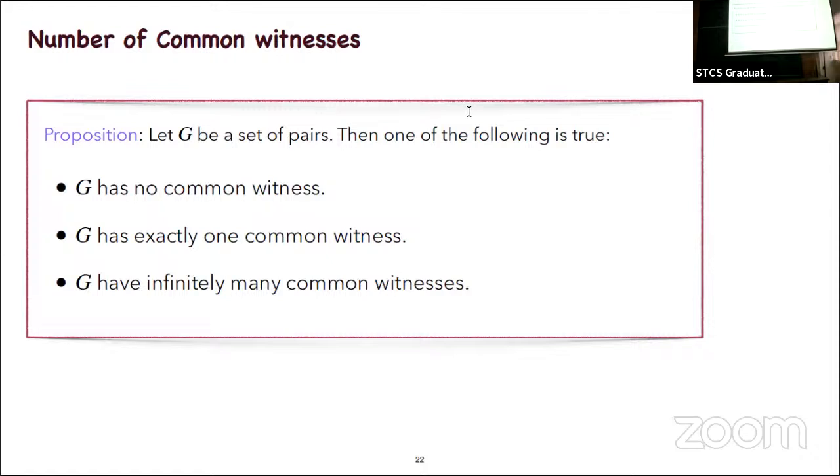Either T has no common witness, or exactly one common witness, or infinitely many common witnesses. Okay? So only 3 cases can happen. Now our idea is that we are going to compute the witnesses. That is what we are going to do.